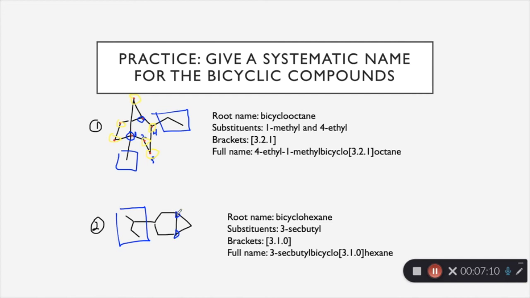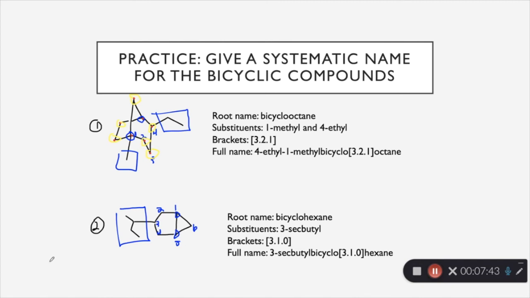So we're going to start numbering the largest ring first. So we can go 1, 2, 3, or 1, 2, 3. Either way, it doesn't matter. So we're just going to start this way. 1, 2, 3, 4, 5, and then this carbon right here gives us the 6 for the hexane. So the root name is bicyclohexane. You have 1 substituent. It is a sec-butyl on carbon number 3 of the main chain.